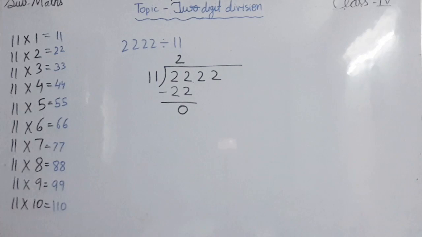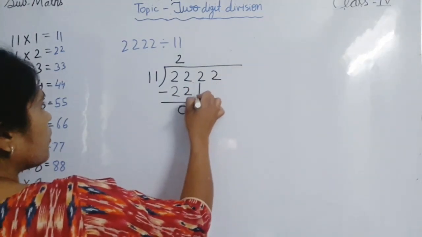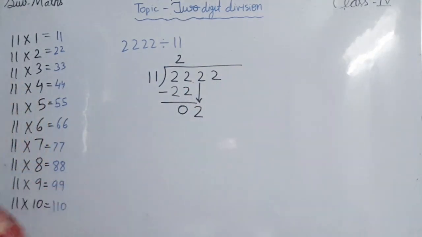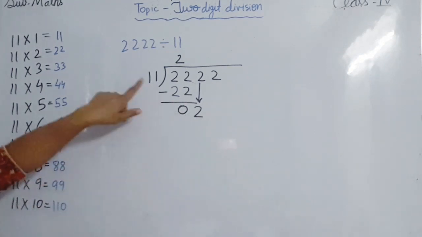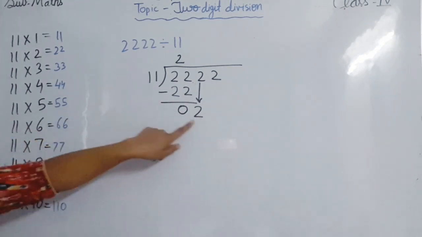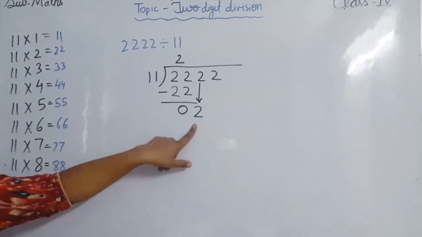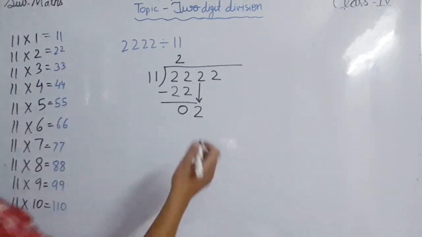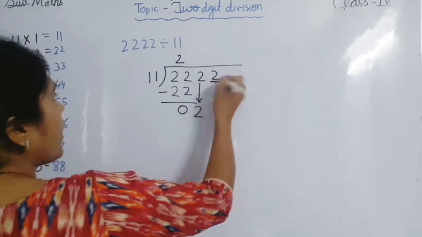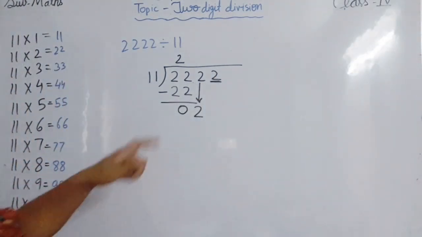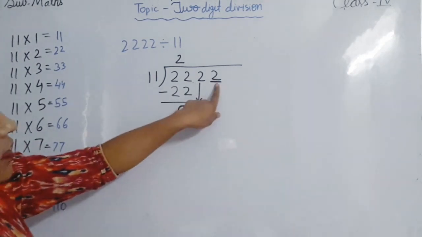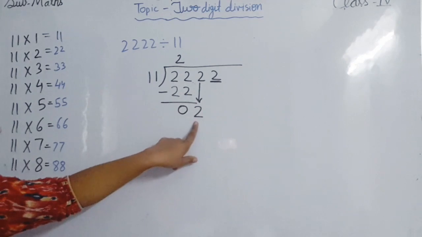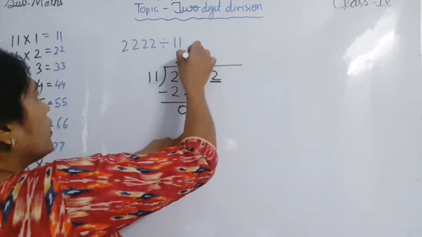Now next, what is the next number here? 2. So we already took one number, but here there is 0, and we cannot divide the 2 by 11. It's a smaller number. So what will we do now? We will take the next number also. But when you take the next number without having divided this one, you have to first put a 0 here.